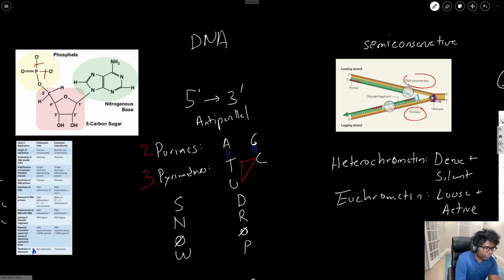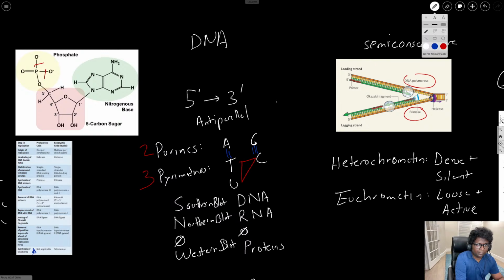So with Snow, this will be a southern blot. That's used to detect DNA. Now this is a northern blot. Used to detect RNA. And then western blots, sorry. Use that to detect proteins.